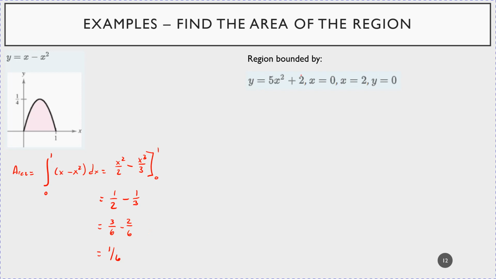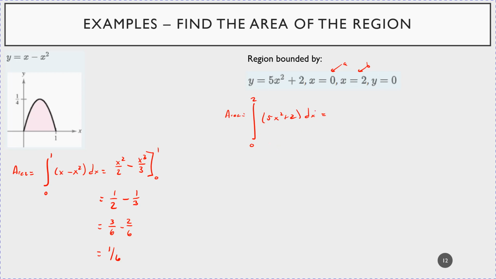And then finally, this area bounded by this region. So y is equal to 5x squared plus 2. I'm telling you to go from 0 to 2, so this is my a, this is my b, and y equals 0 tells me the x-axis. So I can just use the fundamental theorem. I'm going to integrate from 0 to 2 of 5x squared plus 2 dx.